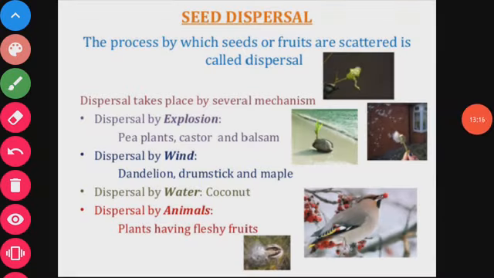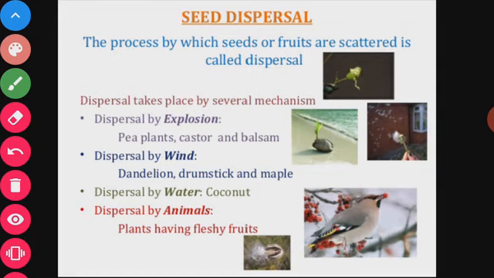Many animals play an important role in the dispersal of seeds, especially with plants having fleshy fruits. Animals eat those fruits, and sometimes the seeds are consumed by them. They pass out the seeds with their feces, thus the seeds are dispersed somewhere else. Birds eat fruits and seeds stick to their beak. When they fly long distances, the seeds automatically get dispersed.